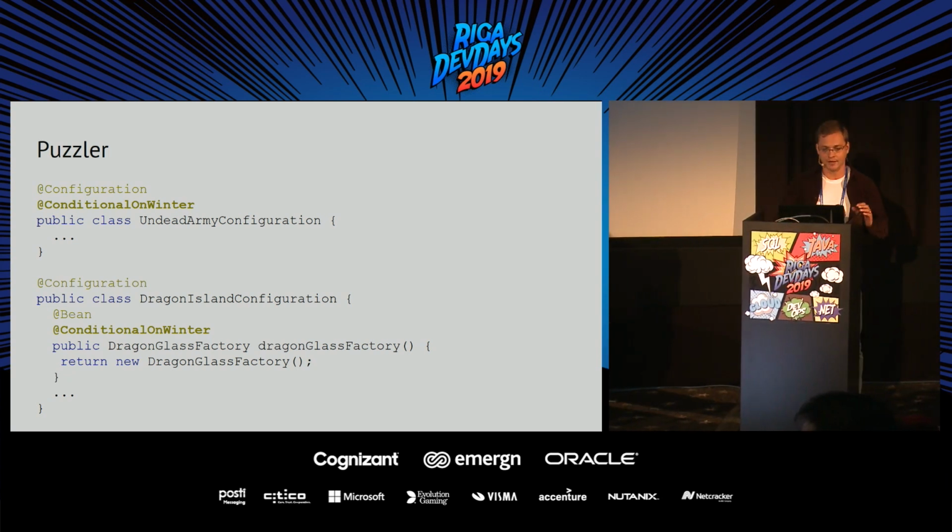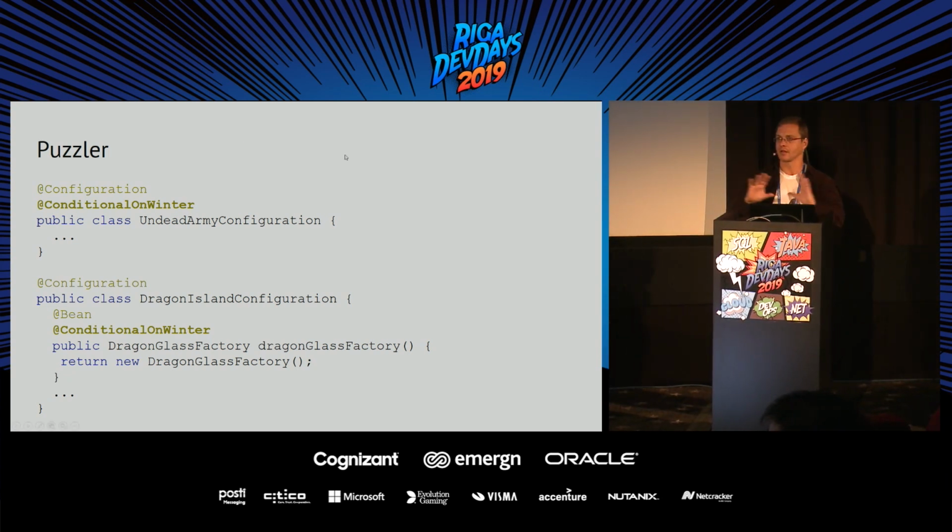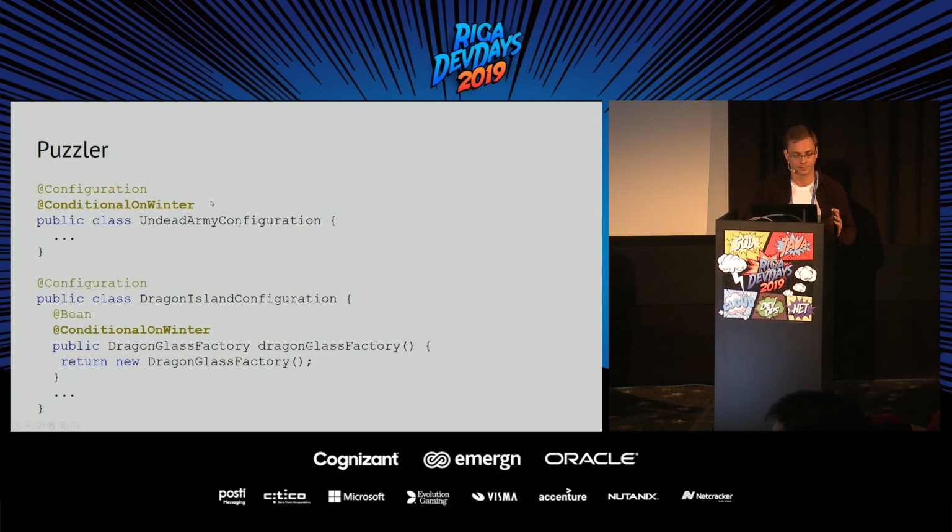For example, we have our conditional annotation. We already know how to develop conditional annotations. We have ConditionalOnWinter, okay? And I use this annotation in two places. In one place, it's above my class, and in another place, I use it above some bean declaration. So I use this annotation twice.